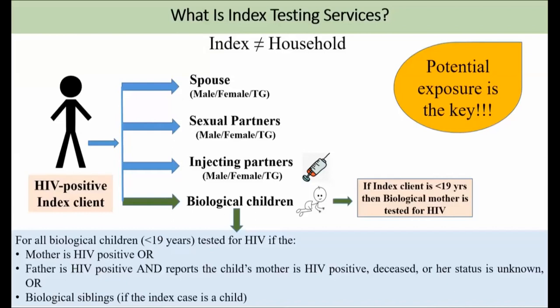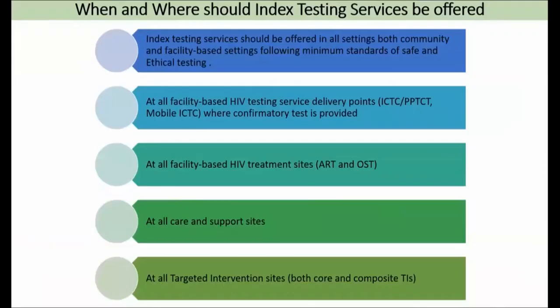Then if the index case is a child, we will inquire about the biological siblings as well. This is how we do the index to make the contact list. There are 10 steps which need to be followed for offering index testing, and this needs to be provided by a trained person only. It can be provided at all settings, both community and facility based testing, with minimum standards of safe and ethical testing followed. I will touch base briefly on the minimum standards also.